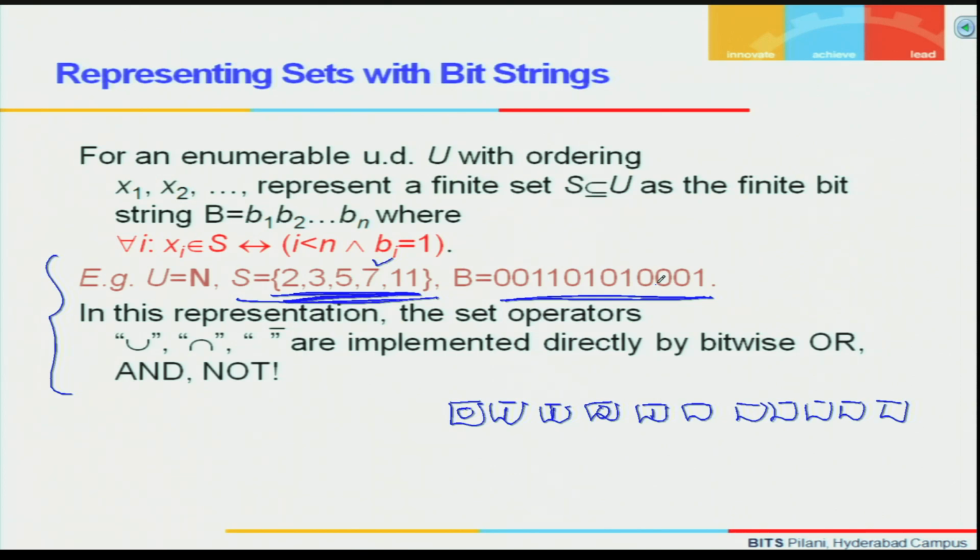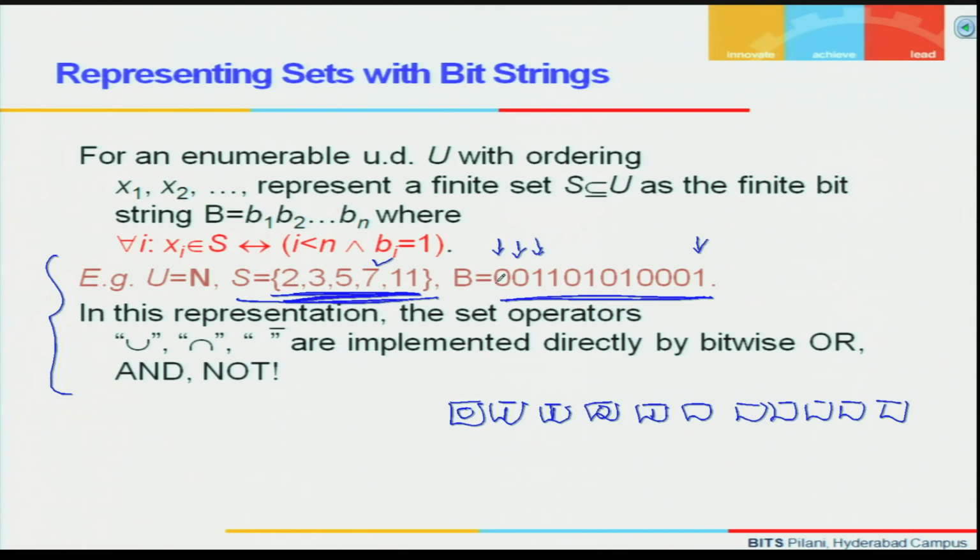Given any finite set of natural numbers, that set can be equivalently represented as a bit string. For example, {2, 3, 5, 7, 11} will be represented as 0 0 1 1 0 1 0 1 0 0 0 1. The simple thing I have done is, this position is for natural number 1, this position is for natural number 2, this position is for natural number 3, and so on till the maximum number, 11. If that natural number is there in my set, I keep 1, otherwise I keep 0.